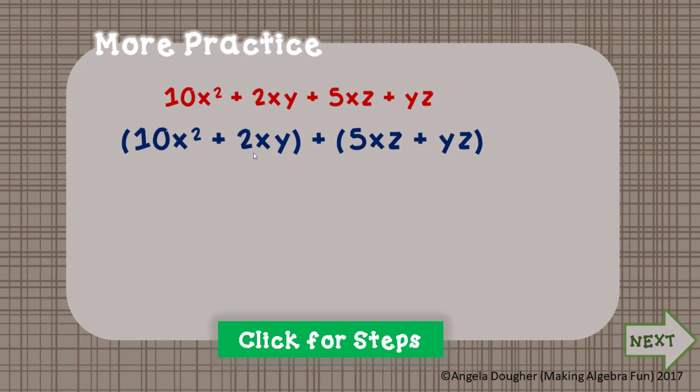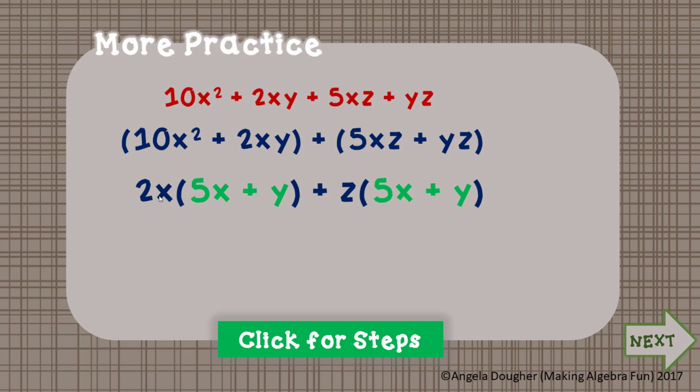Now, what can we factor out of this first one that's common for both those terms? Well, for sure, we can take a 2 out, because 2 will go into 10 and into 2. And we can also take an x out for sure, because we have an x squared on our 10, and we have an x on our 2. And then on the second one, our 5xz plus yz, we definitely could take out a z. Z is the only common factor we could take out. So let's see what that gives us.